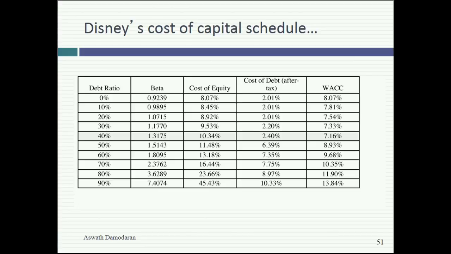So what's the optimal debt ratio for Disney? What's my end game? What's my objective? To minimize my cost of capital, right? So let's go down. Initially, 10% is good, 20% is good, 30% is good, 40%, I'm at 7.16%, and then the worm turns.